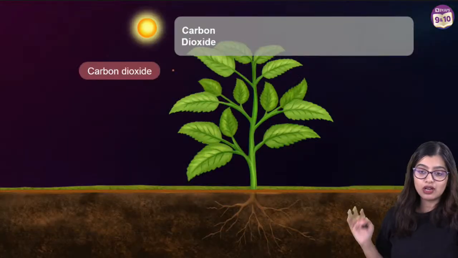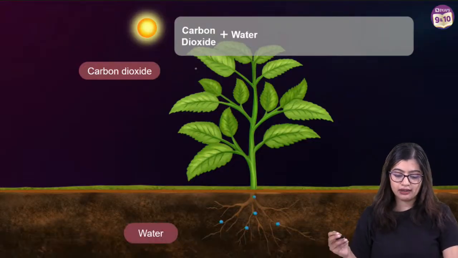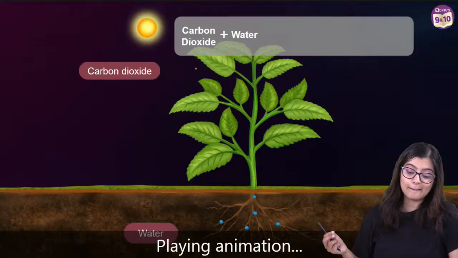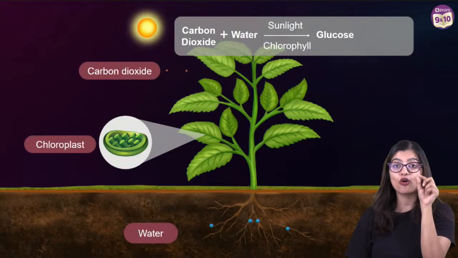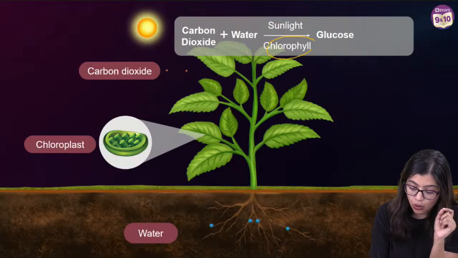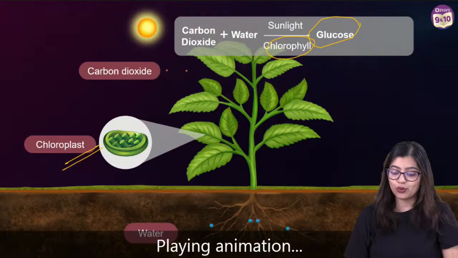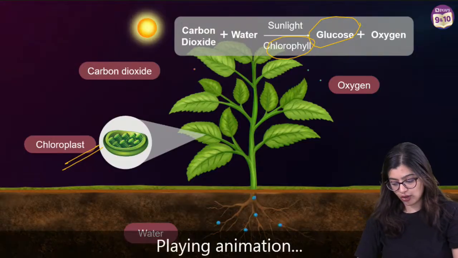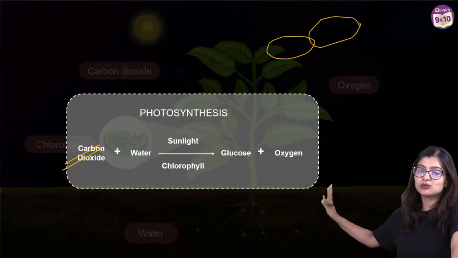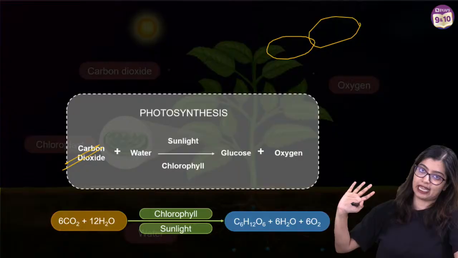So in this particular case, to quickly summarize, your carbon dioxide and your water are combining in the presence of sunlight and chlorophyll, right? So we see that chlorophyll, which is present in the chloroplast, helps produce food and of course gives out oxygen as a byproduct. So this right here is photosynthesis, and this is the chemical reaction for the same, right?